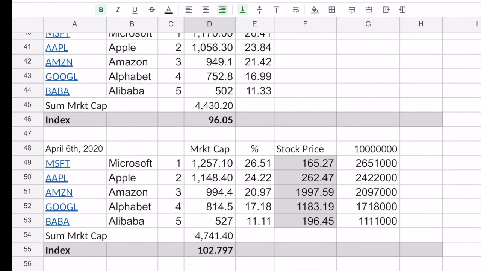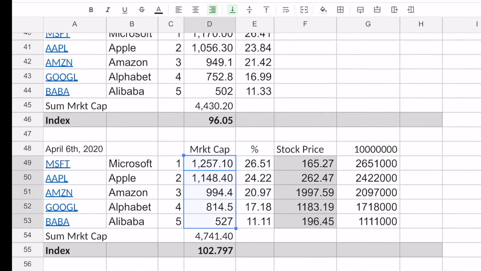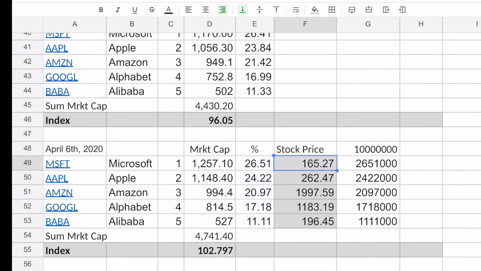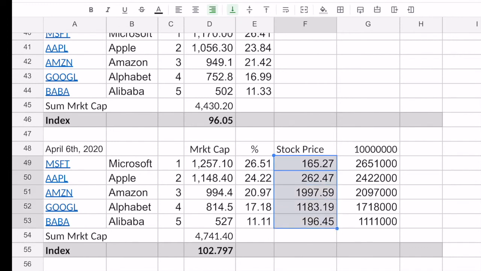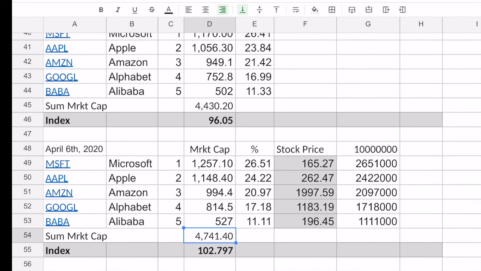And here I just wanted to show you, for example, on April the 6th, I had this valuation for all my companies. I had these percentages for all the companies that we had in our index. And I've just listed for convenience, here are the actual stock prices per one share. Now, let's imagine that for our index fund, which wants to buy based on this criteria, we clearly would not be able to buy the entire index for $4.7 trillion.